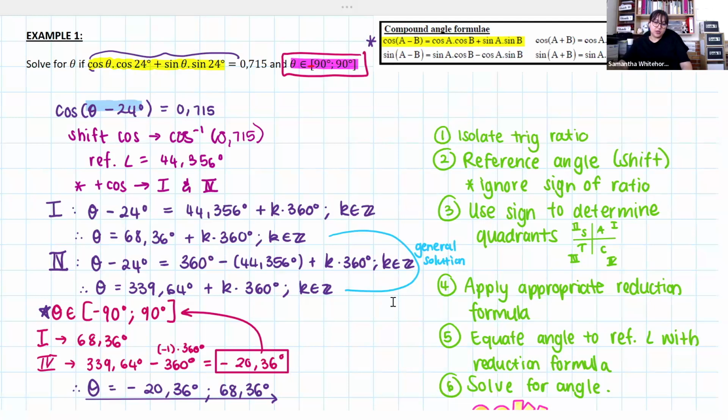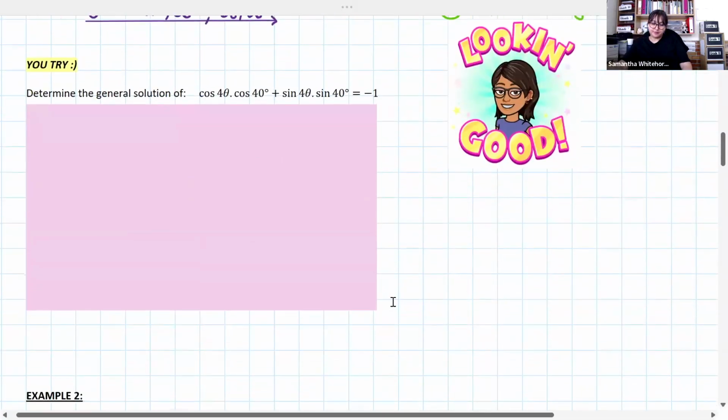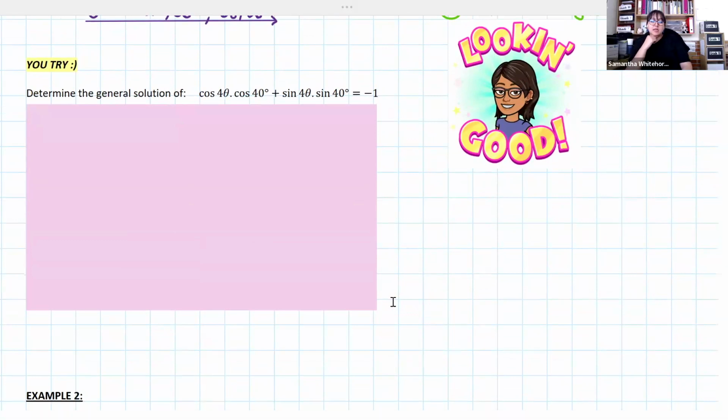Right, so this is the one you're going to try by yourselves. Cos 4 theta times cos 40 plus sine 4 theta times sine 40 is equal to -1. I have not given you a restriction on your domain, so you're just finding the general solution here. There's no specific theta values you have to find. It's just a general solution. Give this one a try for me.